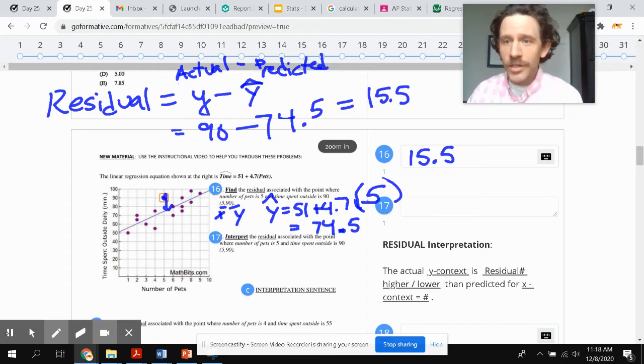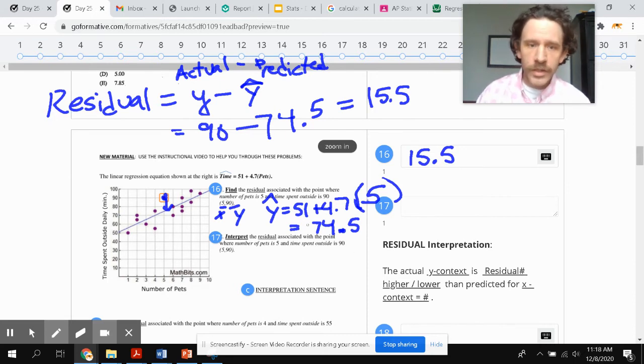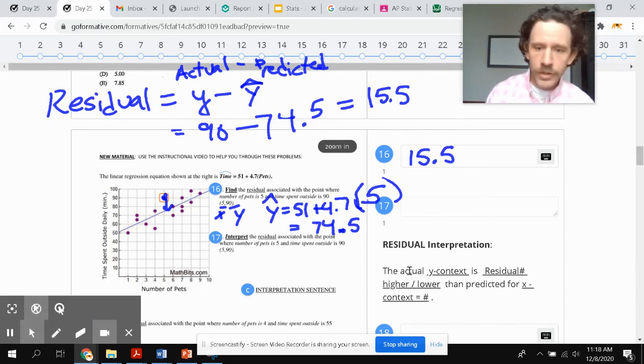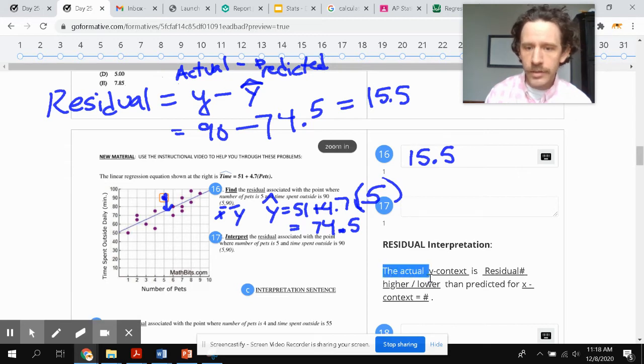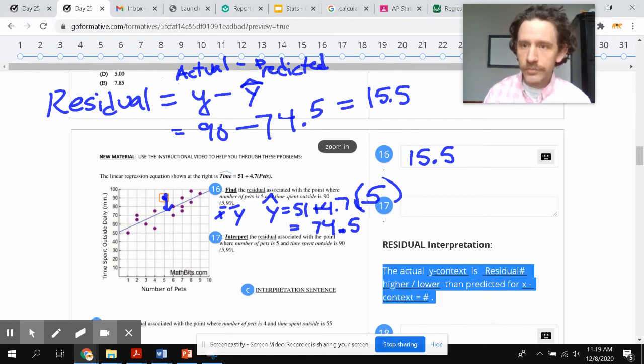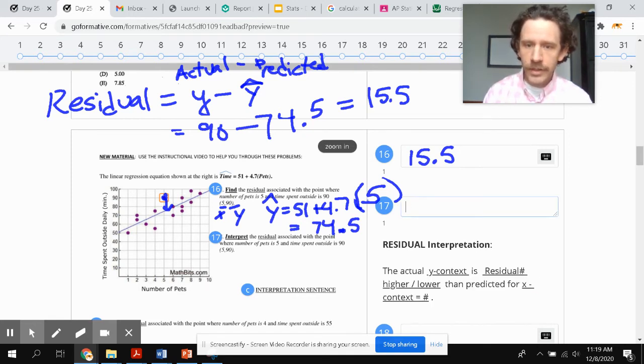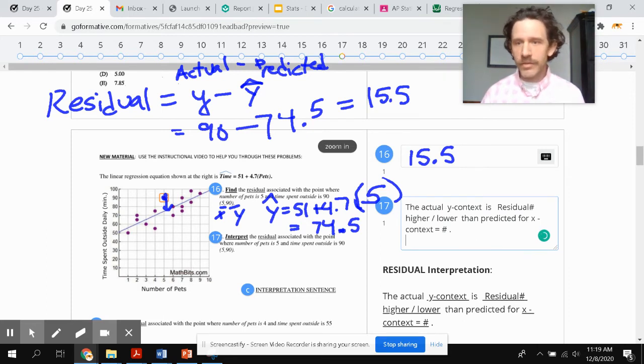So when we go to actually interpret this value, here's the framework that we're going to use. We're going to talk about the actual y context and tell if it's higher or lower than the predicted. So if I look at the graph, we see that the y here is higher than the predicted. It's the point above the graph. And that makes sense because our residual is also positive. So I'm going to take this framework that I've given you, the residual interpretation, and copy it. So Control C after I highlight it there.